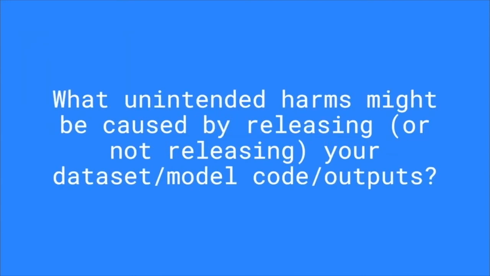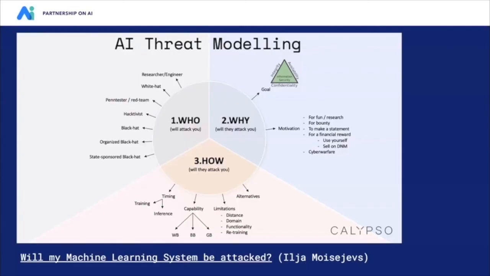And to start in that process, artists should ask themselves, what are the unintended harms that might be caused by releasing or not releasing your data set, model, code, and outputs? Just because you only intend to create art for an artist community doesn't mean others can't find and reappropriate your work. Threat modeling is the practice of identifying and prioritizing potential threats. When it comes to your AI project, it's worth mapping out who might attack your project, why, and how, as shown in this diagram from AI security firm Calypso AI.